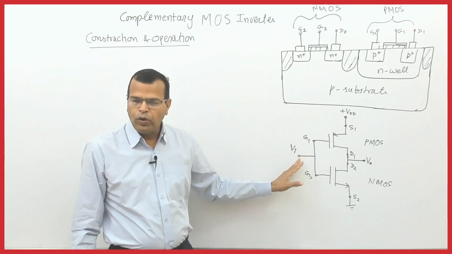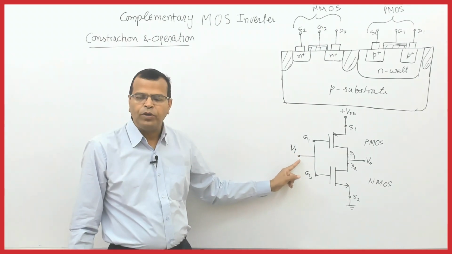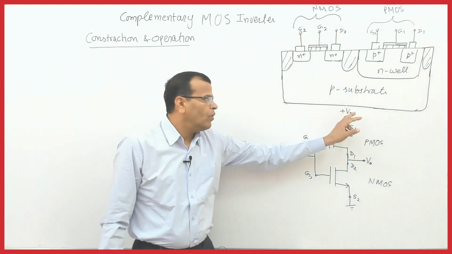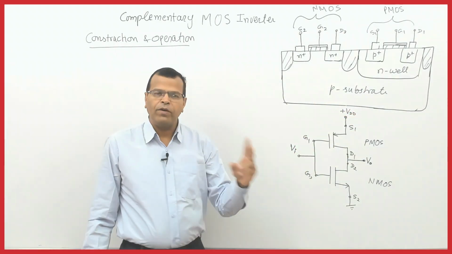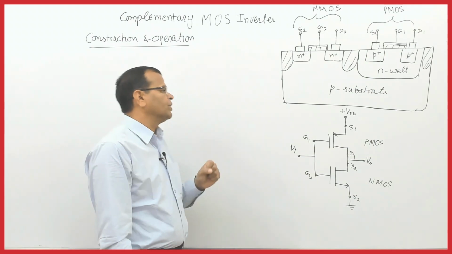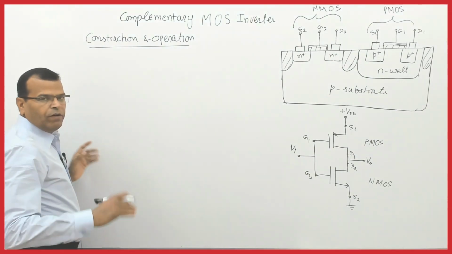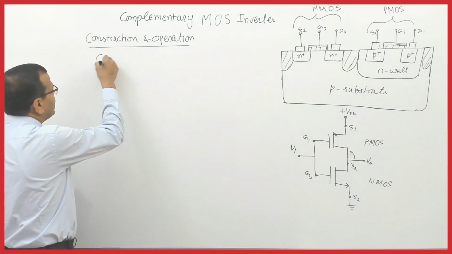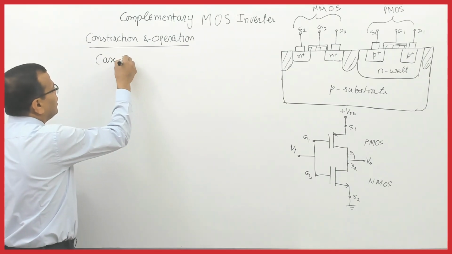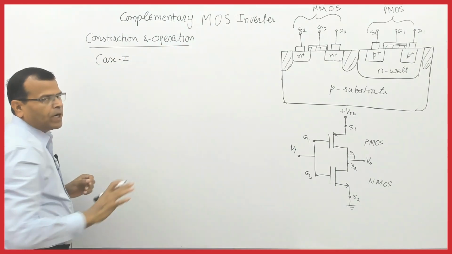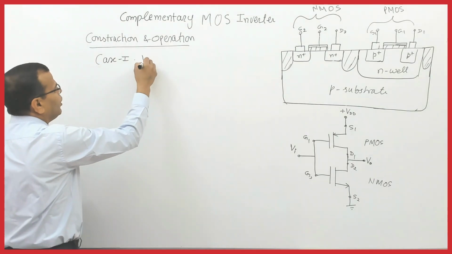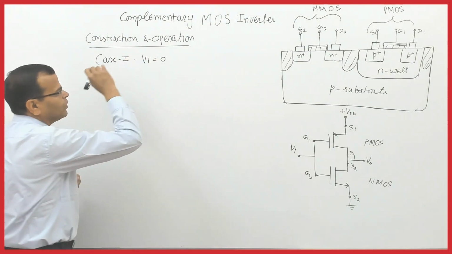So I will be taking only two levels of the input voltage Vi. Either it is 0, that means the input terminal is connected to ground, or VDD. So I will have only two levels of the input voltage. Now we will be taking two cases. I am talking about the operation part now. Case 1: the input voltage is 0.